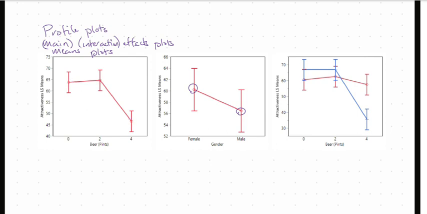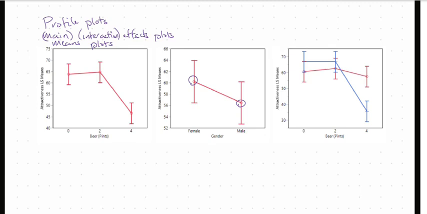And what we're looking at in this plot is the profile of the effect. So here we see that on average, people who had 0 or 2 pints of beer had about the same mean response, so this line is roughly horizontal. But when they drank 4 pints of beer, the mean response is quite a bit lower, so the line is decidedly not horizontal. When we see a non-horizontal line, that's evidence of an effect. Horizontal line segments, or close to horizontal line segments, are evidence of no main effect, because that means the means are all pretty similar.